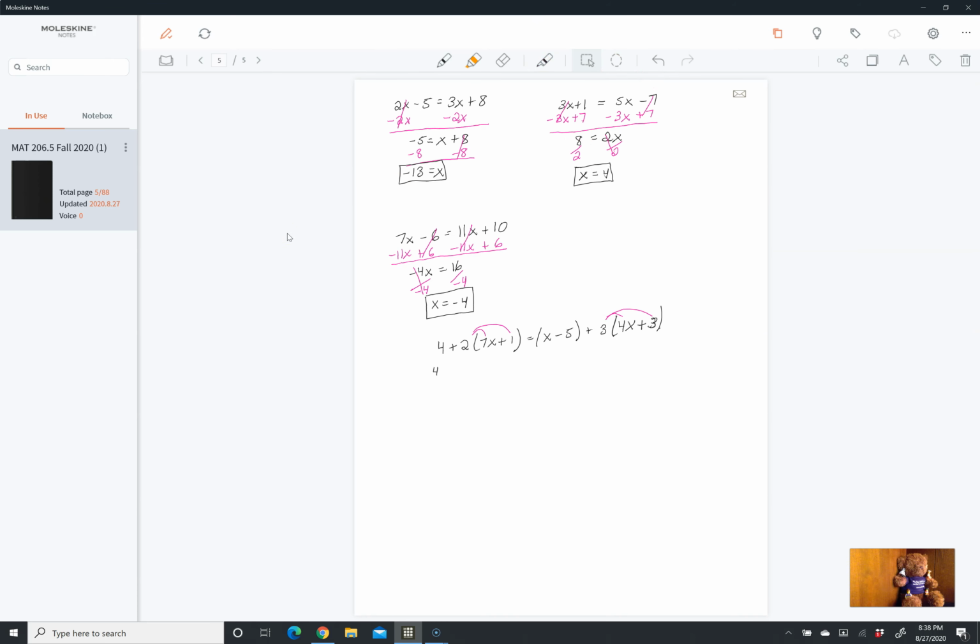So we have 4. And then when we distribute the 2, we wind up with 2 times 7x, which gives us 14x. And then plus 2 times 1. So we have a plus 2 here. And then on this side, we have x minus 5. I'm taking out the parentheses. And then 3 times 4 is 12x.